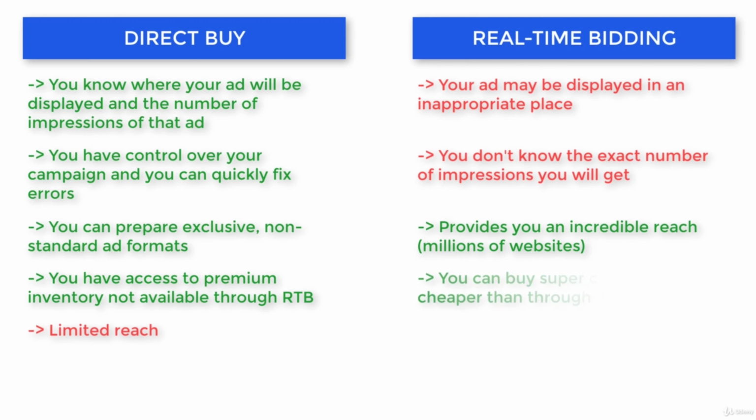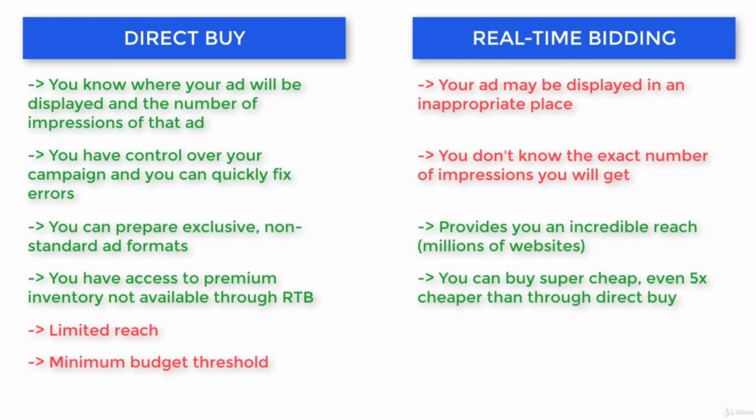The second fantastic advantage is price. RTB is much cheaper, sometimes more than 5 times cheaper. Some publishers sell through both direct and RTB channels. It may turn out that you buy an impression for a fraction of the price that you would pay directly. Often with direct buy, you also have a minimum budget you have to invest to start. With RTB, you don't have that limitation.